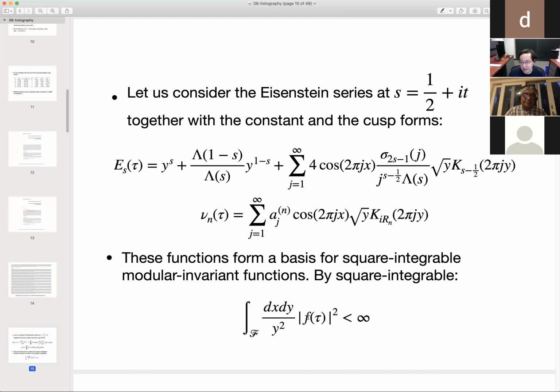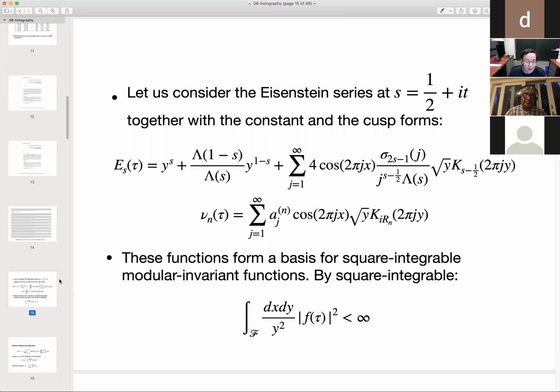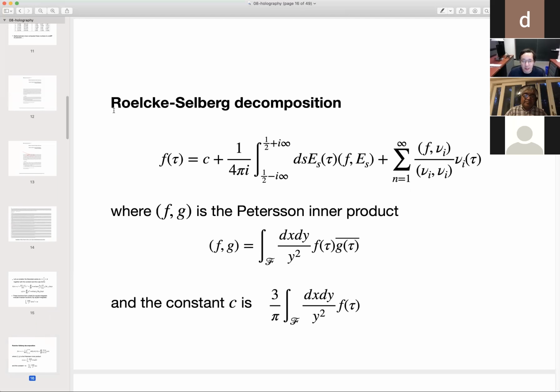By square integrable, I mean that the square is integrable when you use the appropriate measure. So to put this in a little bit more detail, there's a decomposition, sometimes called the Roelcke-Selberg decomposition, which is that any square integrable modular function f of tau, which is, by the way, not holomorphic in general. I suppressed the tau bars just for convention, but this is not a holomorphic function, can be written in terms of the following: a constant, some integral over the Eisenstein series along the line 1/2 plus it, and then a discrete sum over these Maass cusp forms which have these sporadic random eigenvalues.